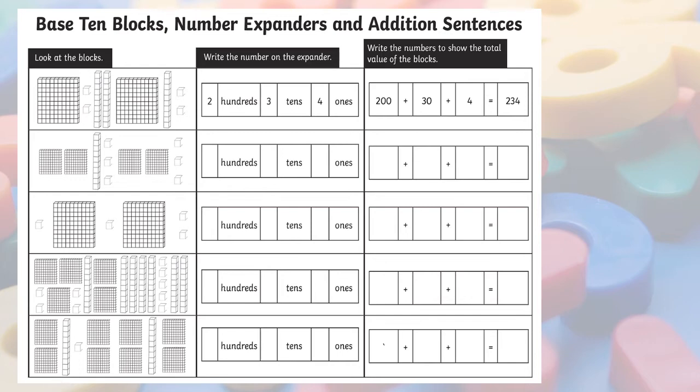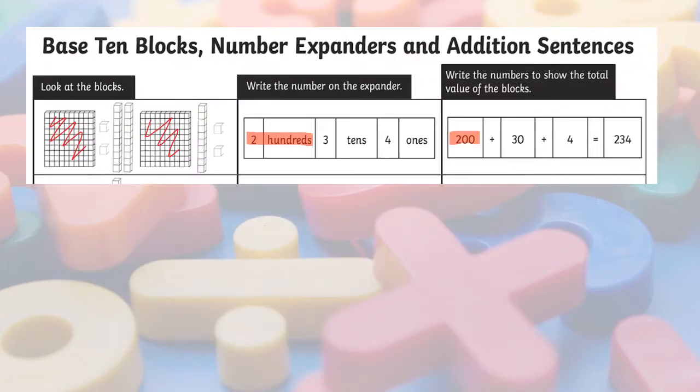Over on the left hand side we have the base 10 blocks, that's our diagrams. Then we have our number expanders in the middle. And then we have our addition sentences and we add them up to our total at the end. We're going to take each one of these piece by piece and work our way through them. Let's have a look at this first one, the top of the page.